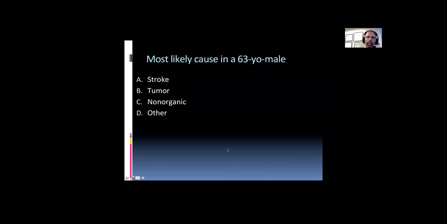Okay, so certainly the majority of you are correct, but certainly the most common cause in a 63-year-old is going to be stroke. Tumor certainly can do it, but tumors, again, nowhere near as common as strokes, I guess, probably no matter where you live. No one said non-organic, and one person said other. I'm not sure what the other would be. Certainly there are other things that could do this.